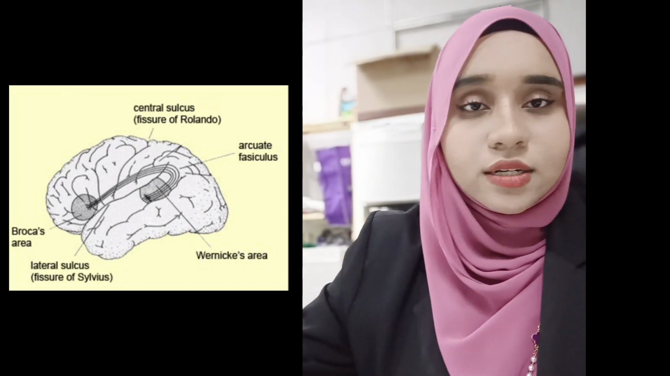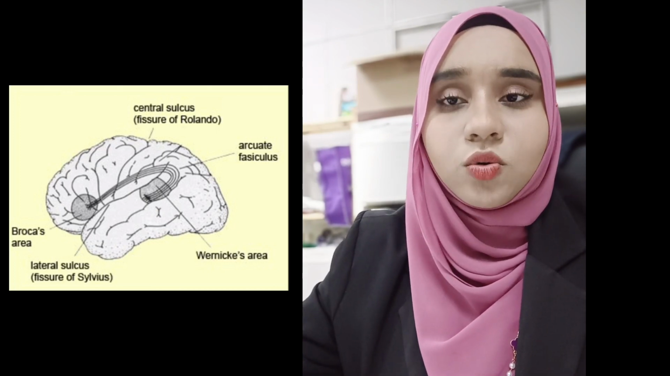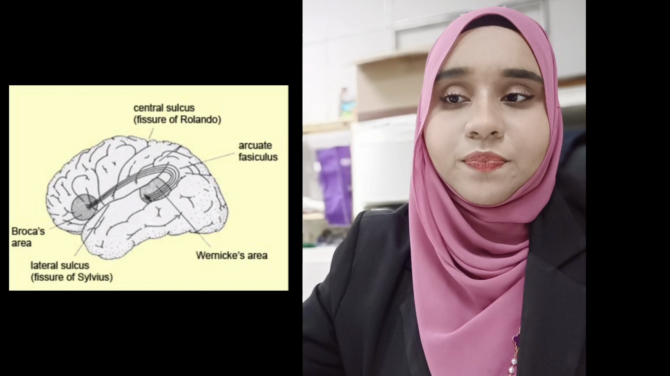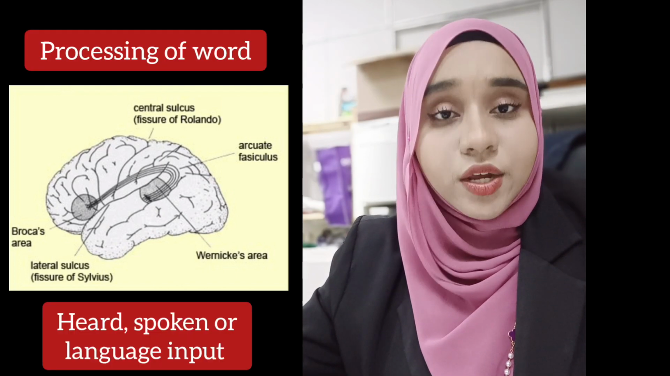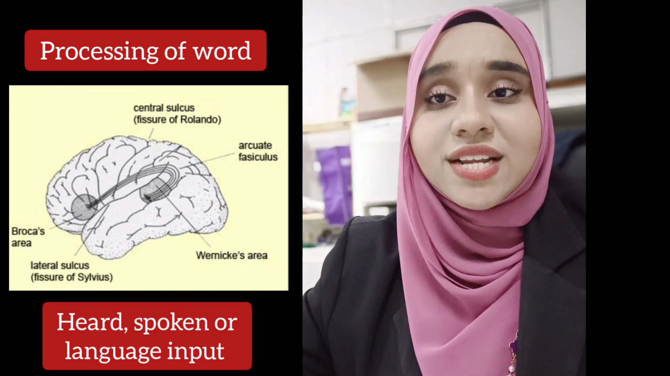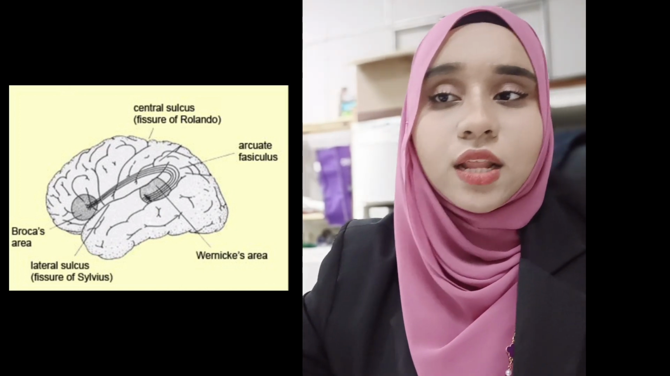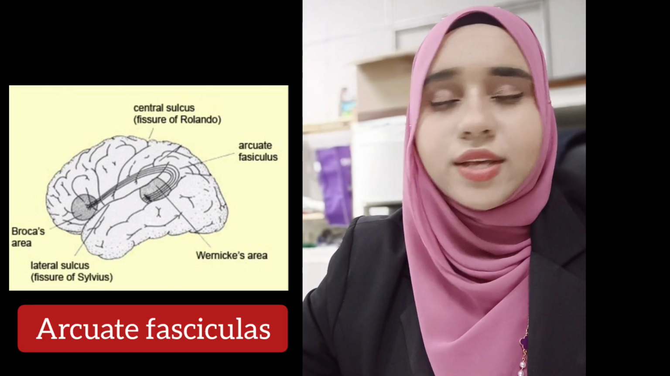At the other end, more specifically in the superior posterior temporal lobe, lies Wernicke's area, which is associated with the processing of words that we hear being spoken, or language inputs. Broca's area and Wernicke's area are connected by a large bundle of nerve fibers that is called the arcuate fasciculus.